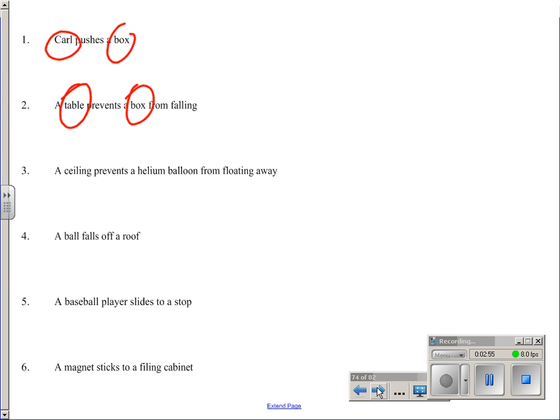Number 3 is kind of the same thing. The ceiling prevents a helium balloon from floating away. So you've got this helium balloon, it's trying to float away, but the ceiling is pushing it down, preventing that from happening. So there's your two objects.